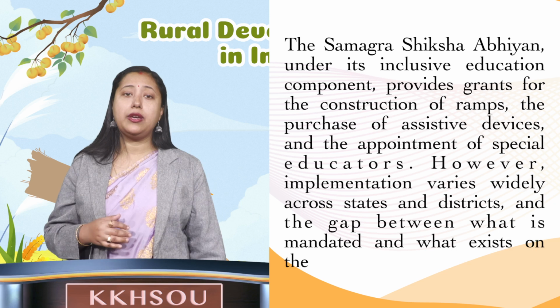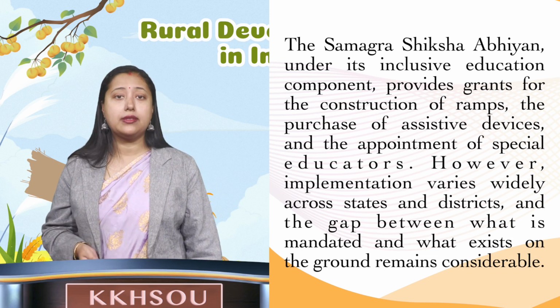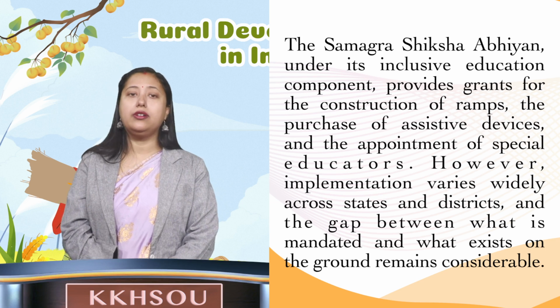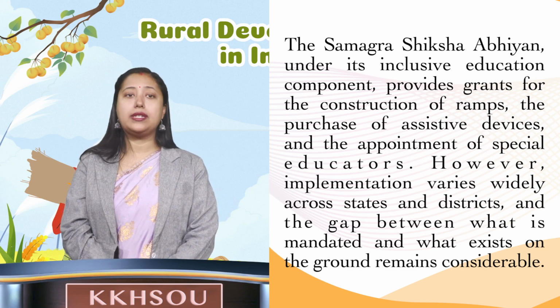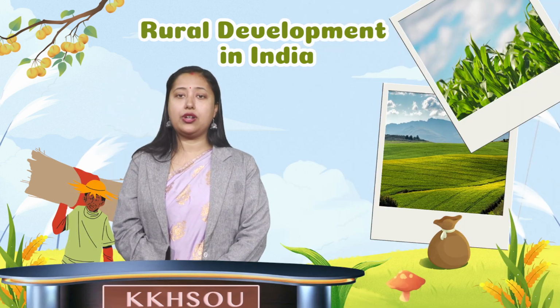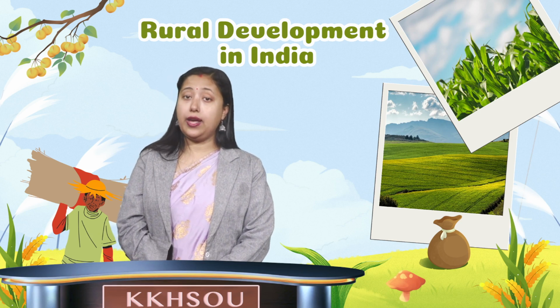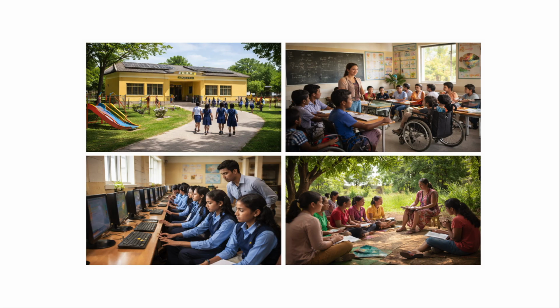The Samagra Shiksha Abhiyan, under its inclusive education component, provides grants for the construction of ramps, the purchase of assistive devices, and the appointment of special educators. However, implementation varies widely across states and districts, and the gap between what is mandated and what exists on the ground remains considerable. Truly inclusive infrastructure requires not just physical modification but a school culture and community attitude that welcome and support all learners unconditionally. You can see these are the pictures which show the infrastructure and inclusive education scenario.